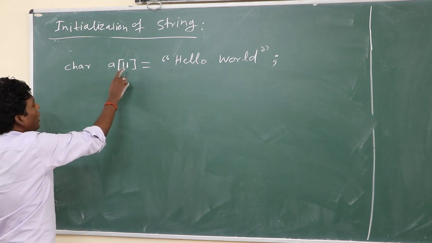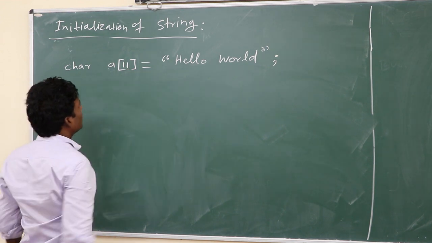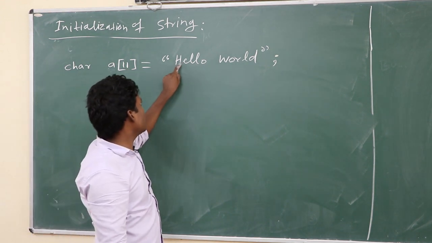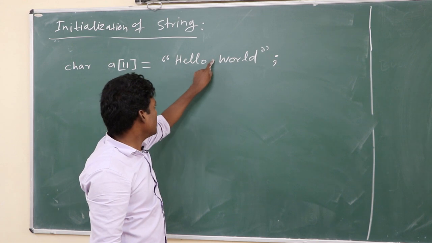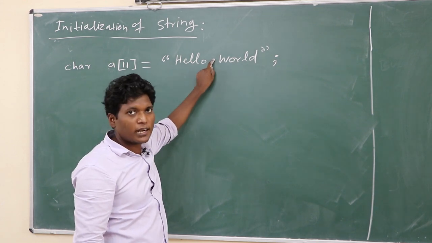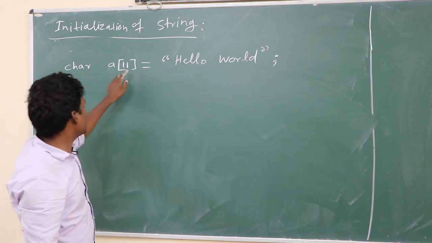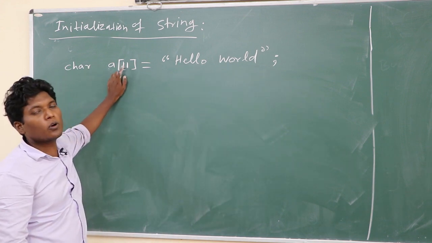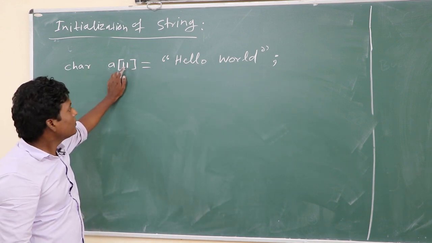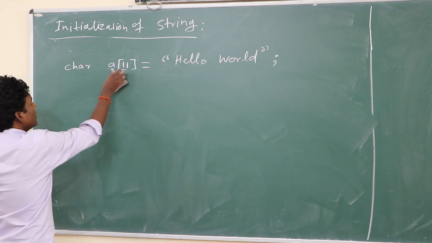A is an array of characters. A can store up to 11 characters. Okay, so there are 11 characters: 1, 2, 3, 4, 5, space character (space is also a character), 6, 7, 8, 9, 10, 11. You can write 11 or more than 11 here as the dimension.